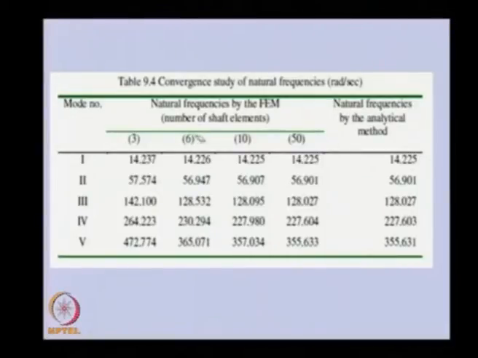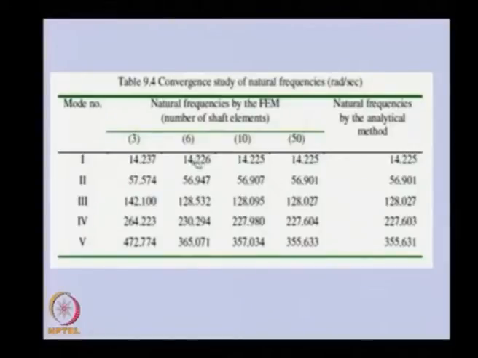So if it is 6 elements, then the natural frequencies will be these. You can see the first and second are close, but for the third there is a difference, the fourth also has a difference, and the fifth has a lot of difference. That means with 3 elements, the natural frequencies we are getting up to the 5th mode are not accurate, but up to the 2nd mode they are reasonably okay.